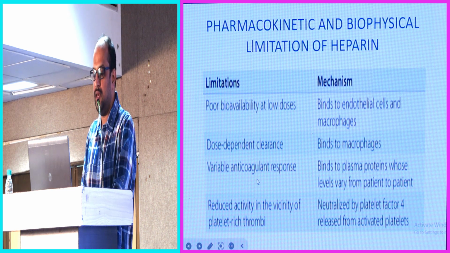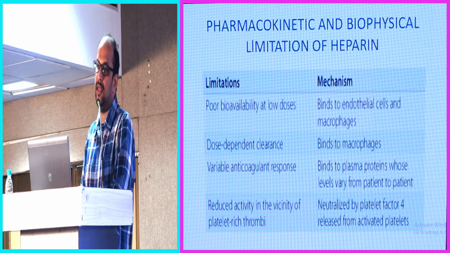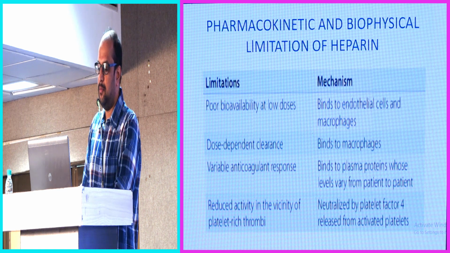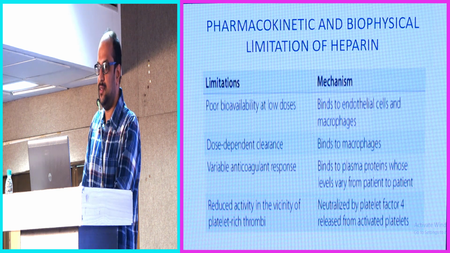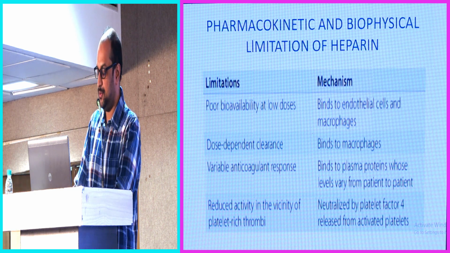Another limitation is variable anticoagulant response, because heparin has the capacity to bind to plasma proteins and acute phase reactants. These acute phase reactants are very high in patients suffering from sepsis or SIRS, like severe inflammation, and in patients with chronic kidney disease. They have multiple anti-inflammatory substances and acute phase reactants. The heparin will be bound to them, and it cannot show its activity. Also, heparin has less activity in the vicinity of platelet-rich thrombi, because activated platelets release platelet factor 4, which makes the heparin ineffective.